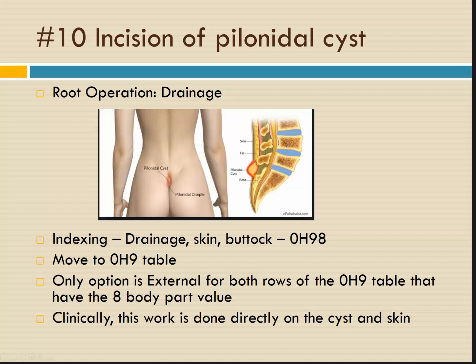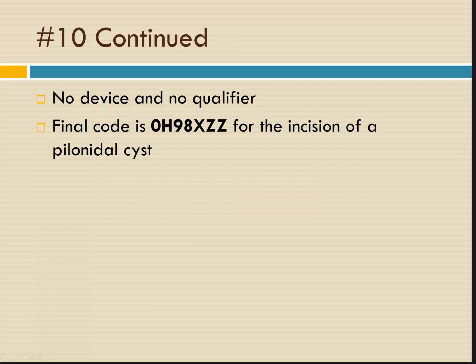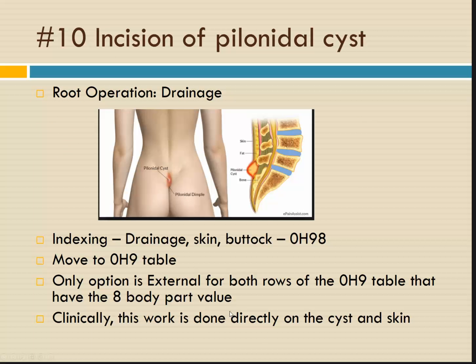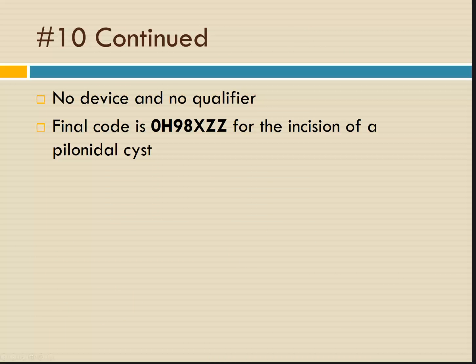You move to the 0H9 table. Again, this is an external drainage kind of a thing. And there's no device, no qualifier. The final code is 0H98XZZ, with the X equating to external because of this anatomical presentation of this disease process.